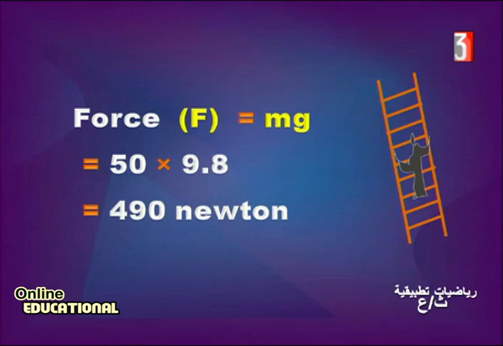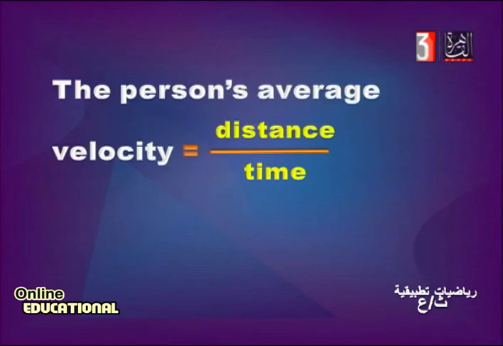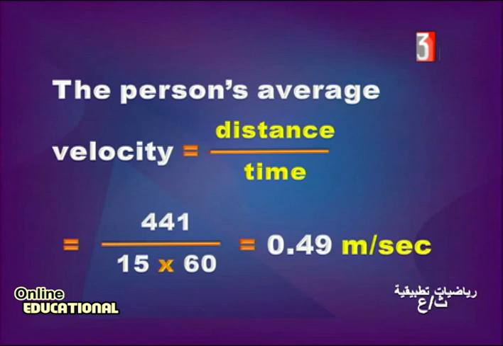What is the average velocity of this man? The person's average velocity equals distance over time. Distance 441 meter divided by time 15 minutes, 15 times 60. Then we divide, meter per second. Then the velocity equals 0.49 meter per second.